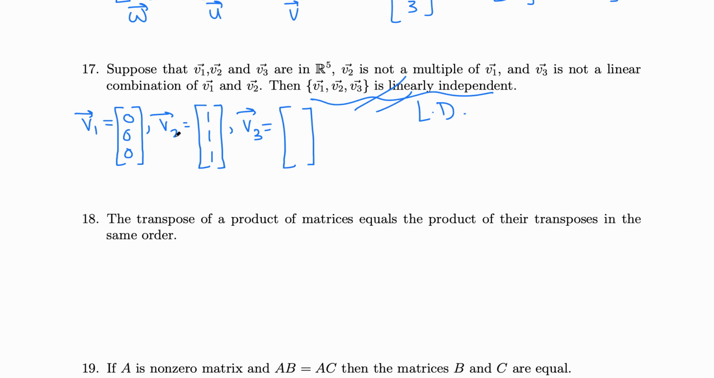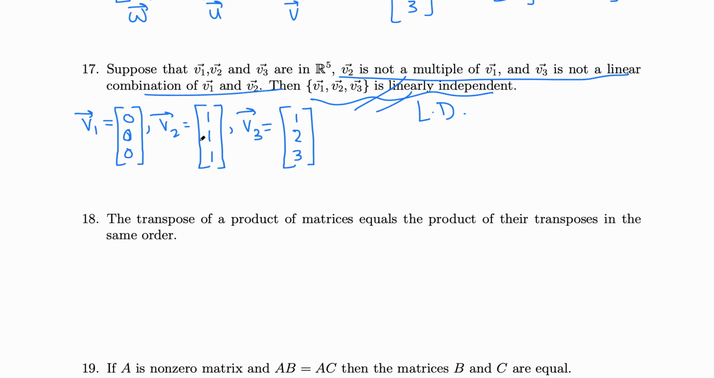Now V2 is not a multiple of V1, so if we multiply by any number, we never get (1, 1, 1). That's true. And V3 is not a linear combination of V1 and V2. If I write, let's say, (1, 2, 3), then (1, 2, 3) cannot be written as a linear combination of these two. V1 has no contribution because it is all zeros. Here, if we multiply by 1, we can match this, multiply by 2, we can match this, but we can never get this. So these three vectors satisfy these conditions.